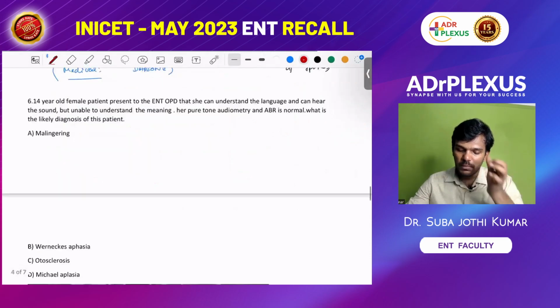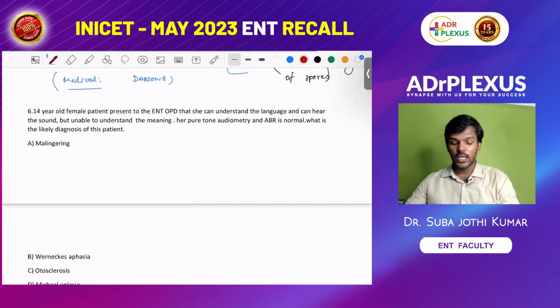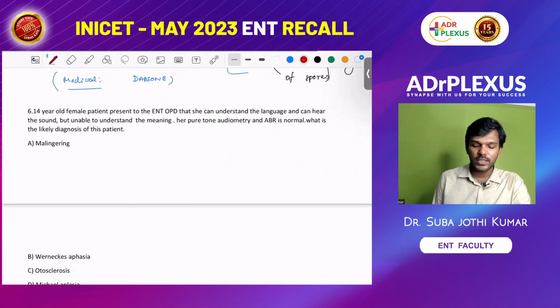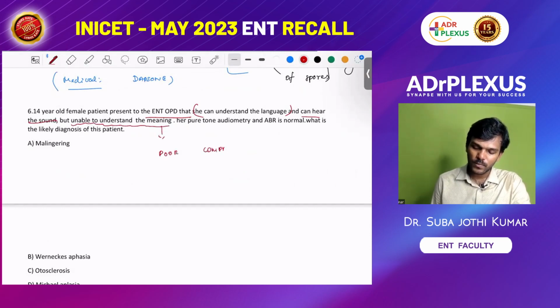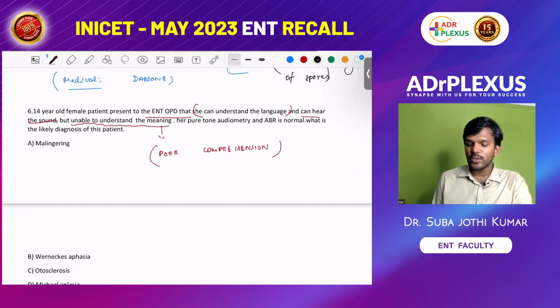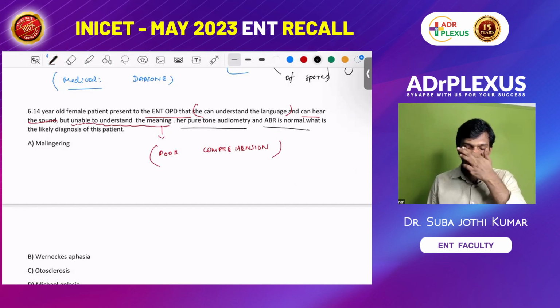Next question, a bit of a CNS-involved question. A 14-year-old female patient presented to ENT OPD. She could understand the language and hear the sound, but is unable to understand the meaning. So, poor comprehension. From the ENT point of view, her audiogram is normal, pure tone audiometry is normal, BERA is normal. What is the likely diagnosis?